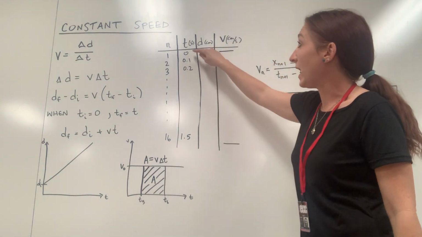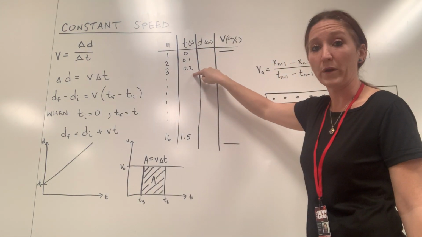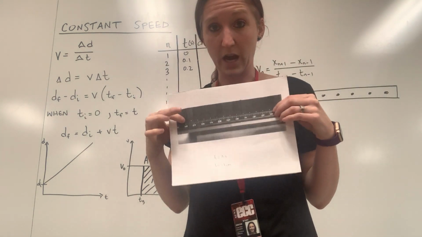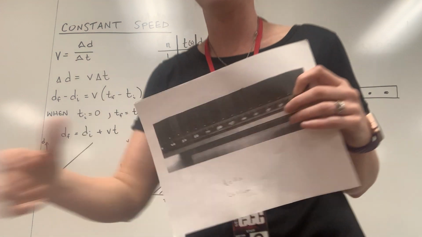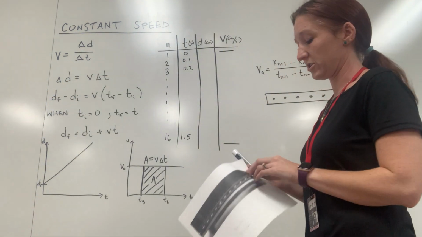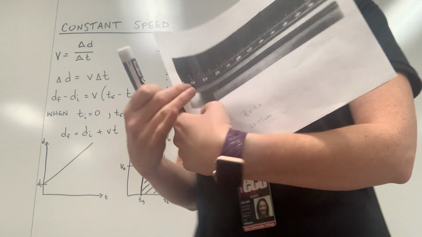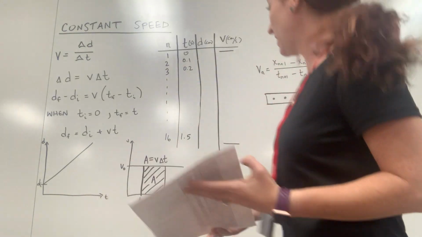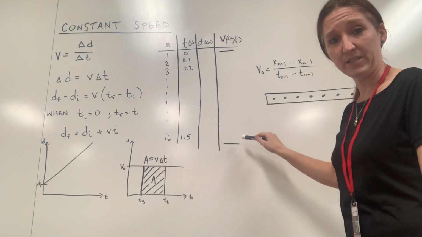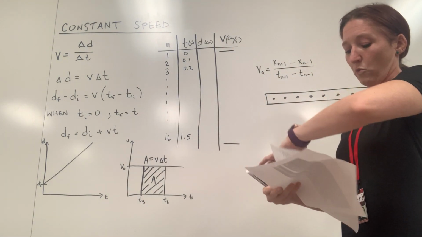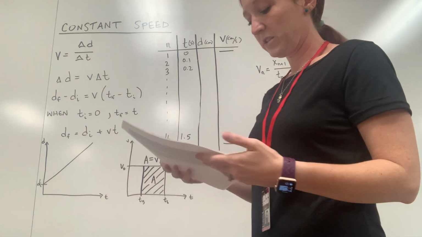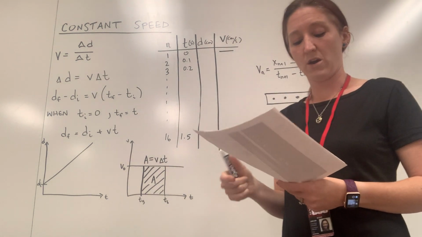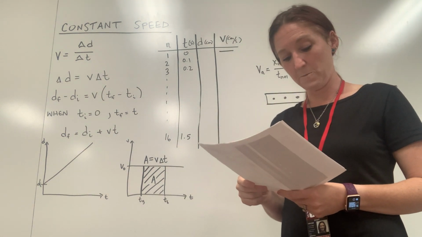Okay, so time, we're just going up in succession of 0.1. Distance, you are looking at where the dot lands on the ruler and recording that distance right here in this chart. Okay, so you're going to do that for every single dot that you see on this photograph. So again, we'll have 16 different data points. Once you have recorded each of the subsequent distances, we will be able to calculate our velocities, okay?